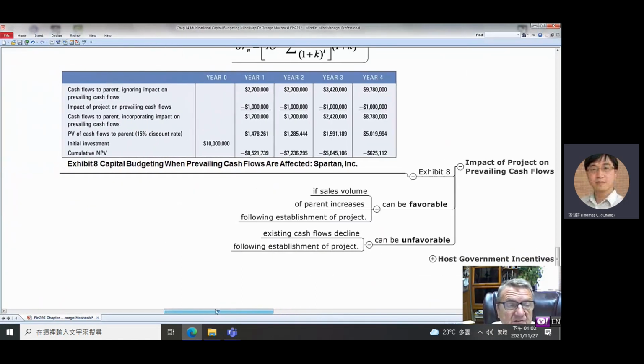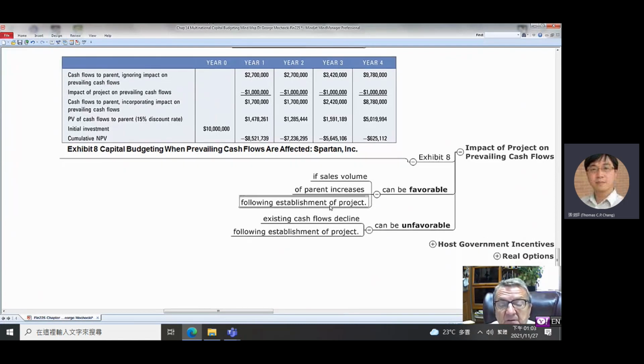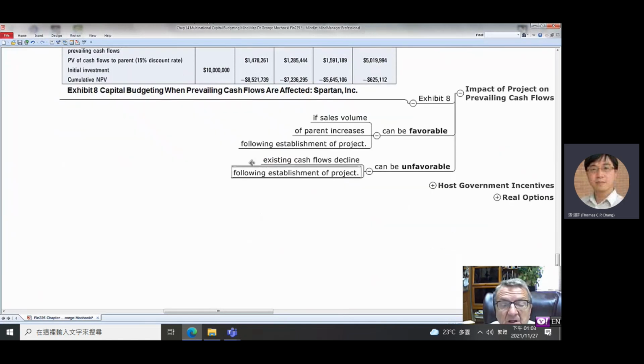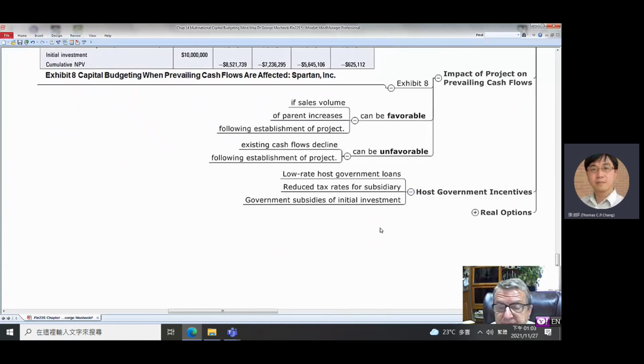Again, you've got the information. It's just carrying out the whole project in Spartan, projecting cash flow for Spartan. So now you've seen one project and you're walking it through. Look at this, and here's the next one. If sales volume increases following the establishment of the project, that's favorable. If the existing cash flow declines following establishment of the project, looking at the value, that will be unfavorable.